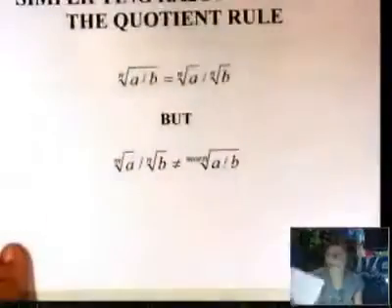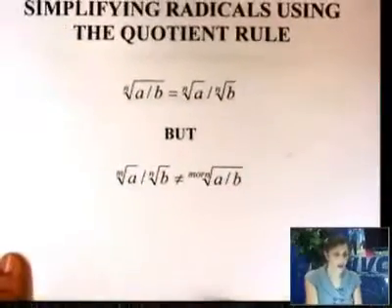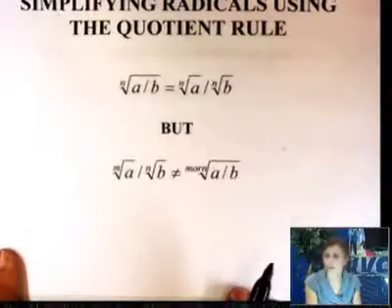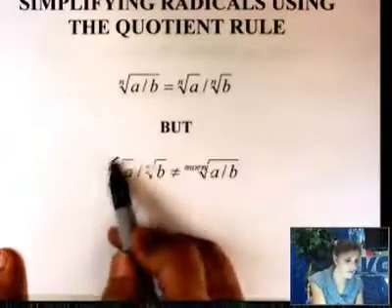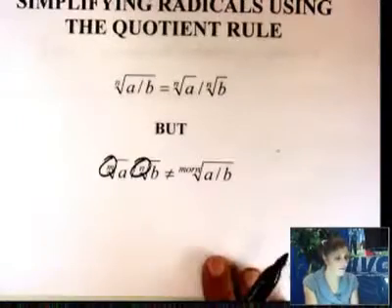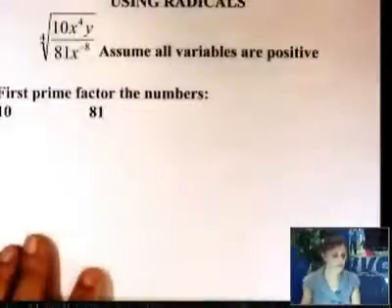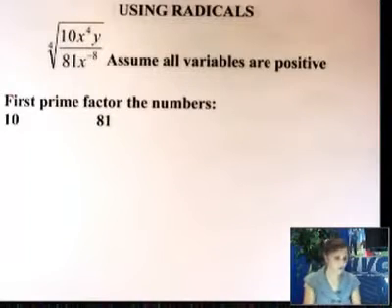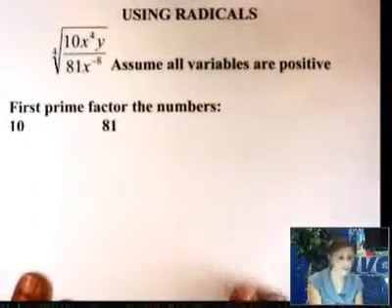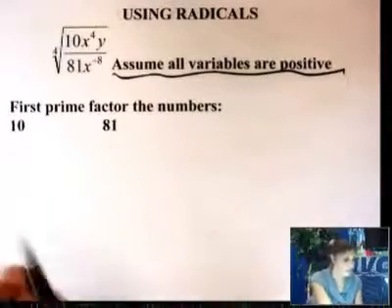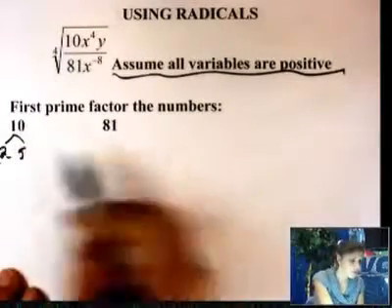Okay. Now, if I want to use the quotient rule, I can split them as well. And remember, you cannot split them when they are different indices, just like we did in the product rule. So let's see what we can do with the quotient rule. So I'm just going to assume again all variables are positive, and we're going to prime factor 2 and 5.